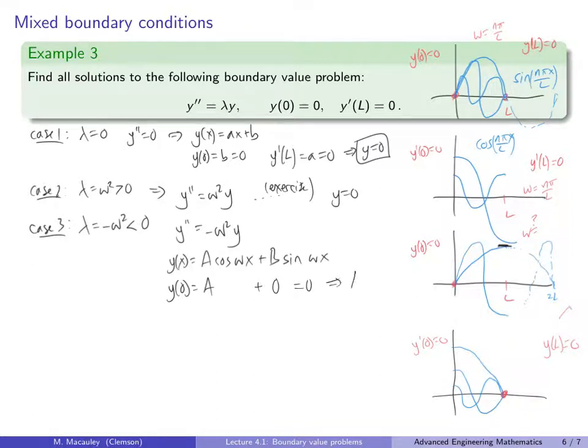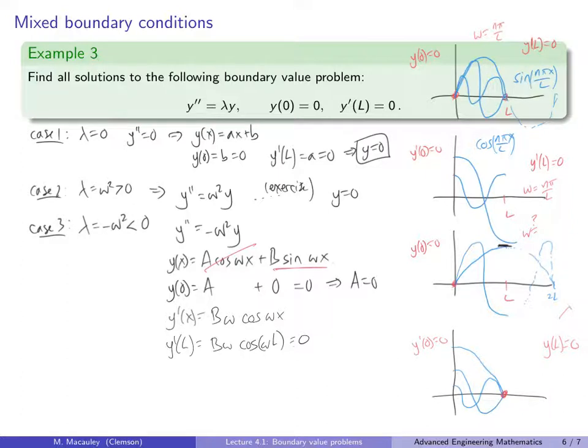So yes, we get that a equals 0. So we have killed off that cosine term, and we're left with only the sine term. So now y prime of x, I can ignore the cosine term. I'm just going to take the derivative of that. I'm going to get b omega cosine of omega x. And now y prime of L is b omega times cosine of omega L. And that is equal to 0.